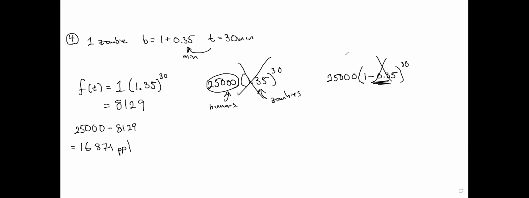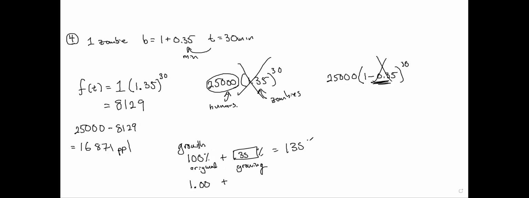I have a question saying, why is it +1 for the b value? Remember, the growth rate, if you're given a percentage, is always the original 100% plus whatever percent we're growing by. So it's always going to be 1.00 plus, so in this case, if it's 35%, I'm essentially multiplying by 135% of the original, right? I am multiplying the value by 1.35 every single step of the way.